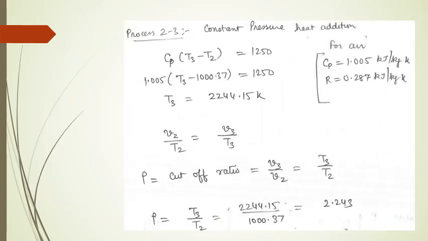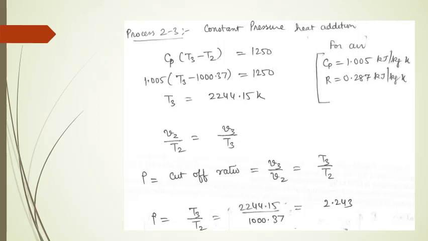Now as the 2 to 3 process is a constant pressure heat addition process, Cp into (T3 minus T2) is equal to 1250. With the help of this expression we can get the value of T3, which comes out to be 2244.15 Kelvin.